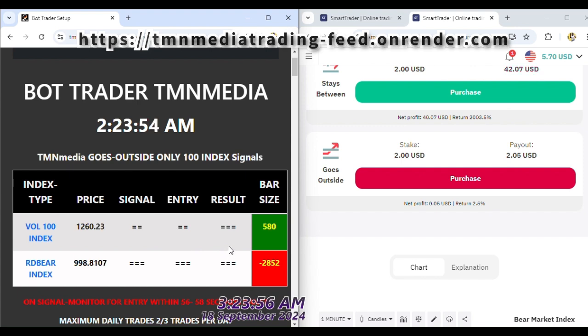I've hit my target. When I started with like $5, already I've made 10% of the $5, which is like 50 cents. Now, to you, 50 cents may be small.